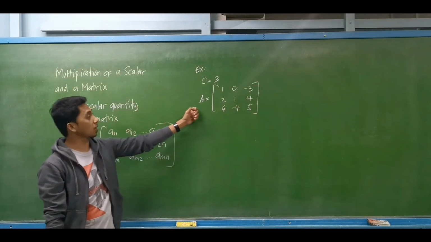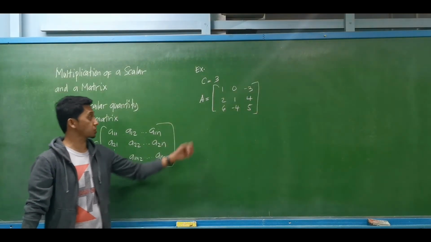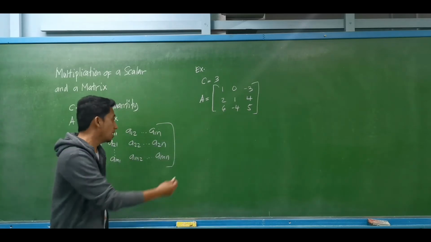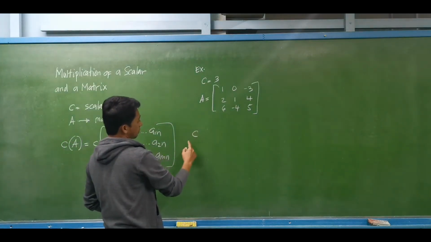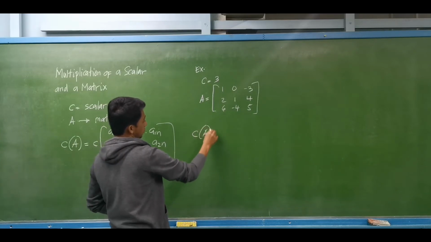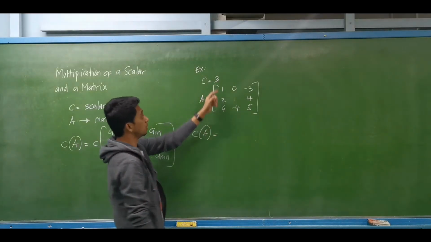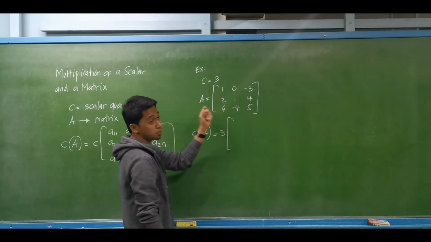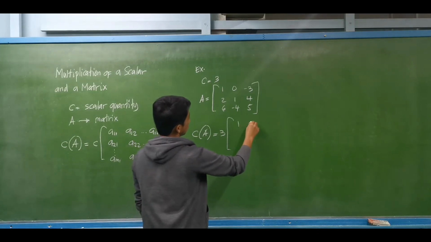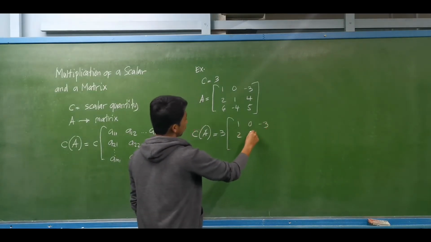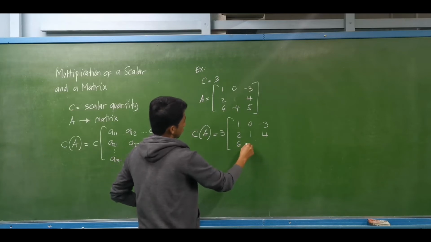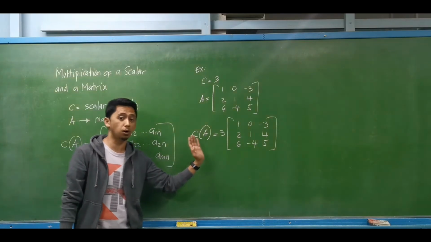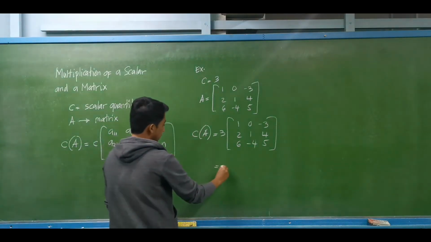For example, we have a scalar quantity C equal to 3 and matrix A with the elements 1, 0, negative 3, 2, 1, 4, 6, negative 4, and 5. For example, we are looking for the product of the scalar quantity C and matrix A. This is equal to the scalar quantity 3 multiplied to all elements of matrix A. So elements 1, 0, negative 3, 2, 1, 4, 6, and negative 4, 5. So all we have to do is multiply 3 to all elements. So we have the product.